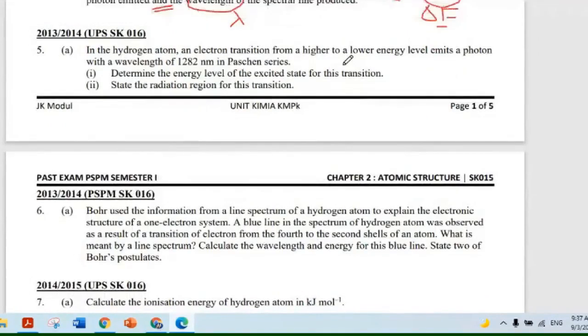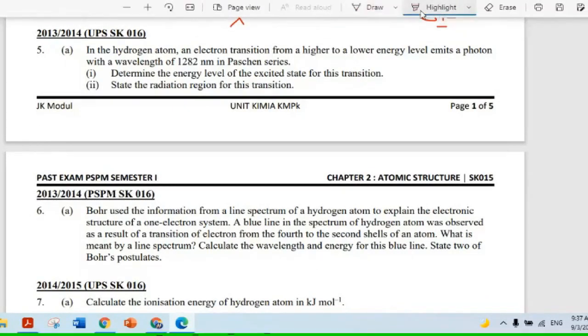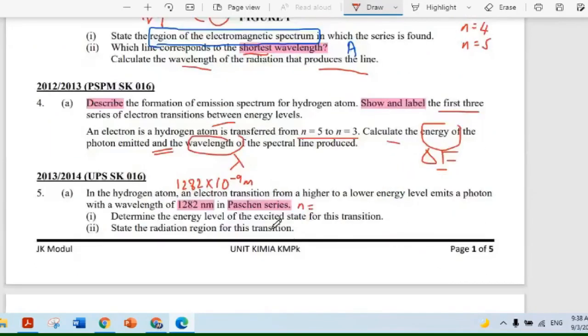Okay, in the hydrogen atom, an electron transition from a higher to a lower energy level emits a photon with a wavelength of 1282 nanometer in Paschen series. Okay, based on here, what can you analyze about this information? We got the wavelength. Wavelength kena buat apa? Times 10 power of negative 9. Okay, and then this one, n equal to? Paschen series n equal to berapa? Tadi baru I tanya je kat sini. 3. 3.